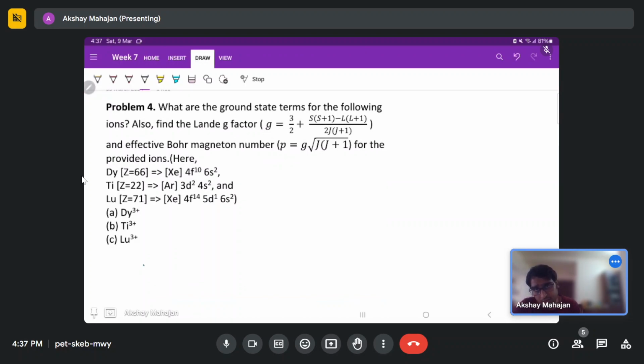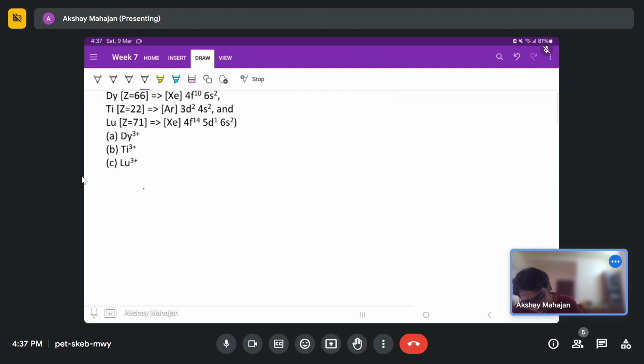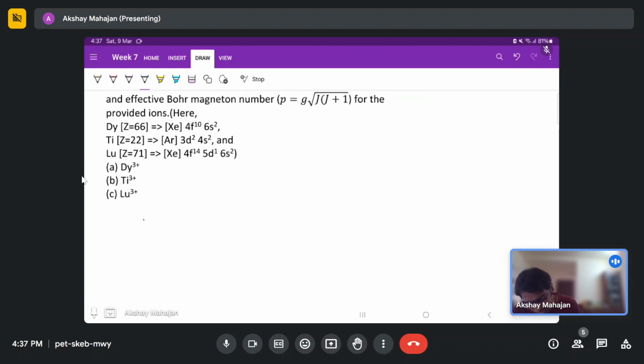First of all we have to find the ground state terms for the following ions. Three ions are given to us in this question. Then we also need to find the Landé g factor, for which the formula is this, and then we also need to find the effective Bohr magneton number, which is the effective magnetic moment, which is g times the square root of J(J+1). Alright, so let's do this, and electronic configurations are given to you here.